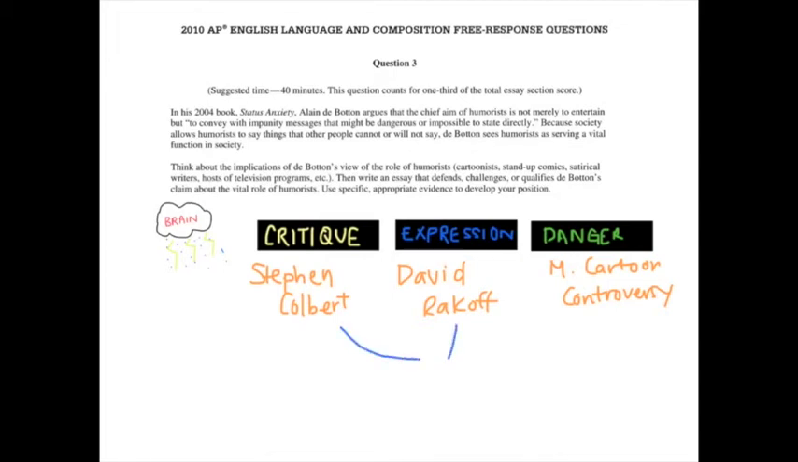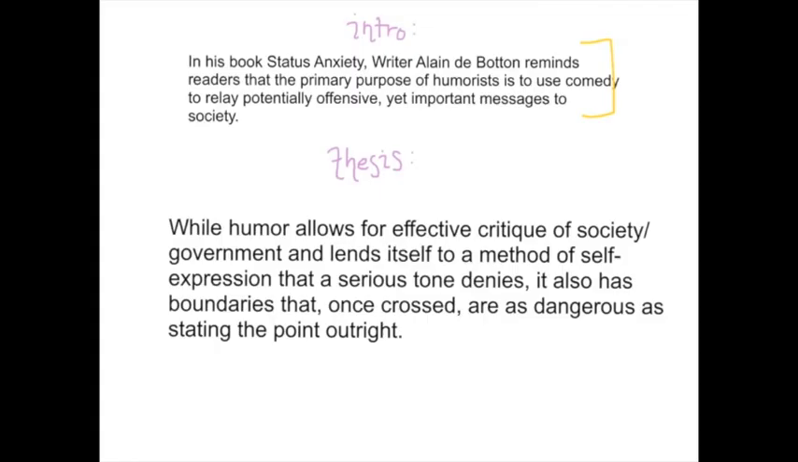And sometimes, like I did in this paper, it was much easier for me to just write out all my examples and then figure out what arguments I could make from there. Now moving into my thesis, I say, while humor allows for effective critique of society/government and lends itself to a method of self-expression that a serious tone denies, it also has boundaries that, once crossed, are as dangerous as stating the point outright. Now, if we remember, our 3 categories are social critique, self-expression, and danger.